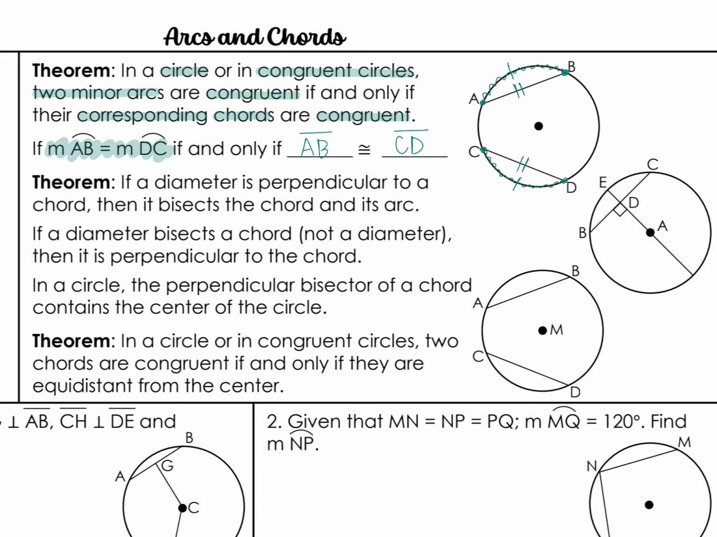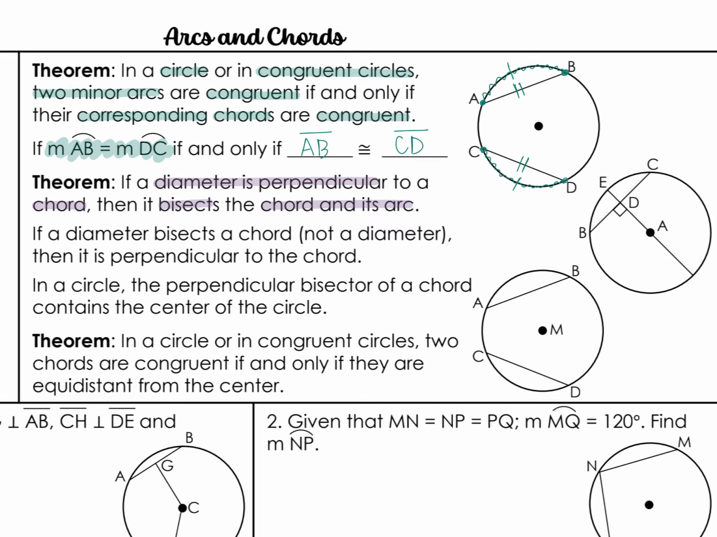Now, moving into our next theorem, we've got 3 different ways of writing 3 different things they might be giving you and what you're able to come up with from it, but they're pretty much all stating the same thing. So if we have a diameter that is perpendicular to a chord, then it should bisect the chord and its arc.